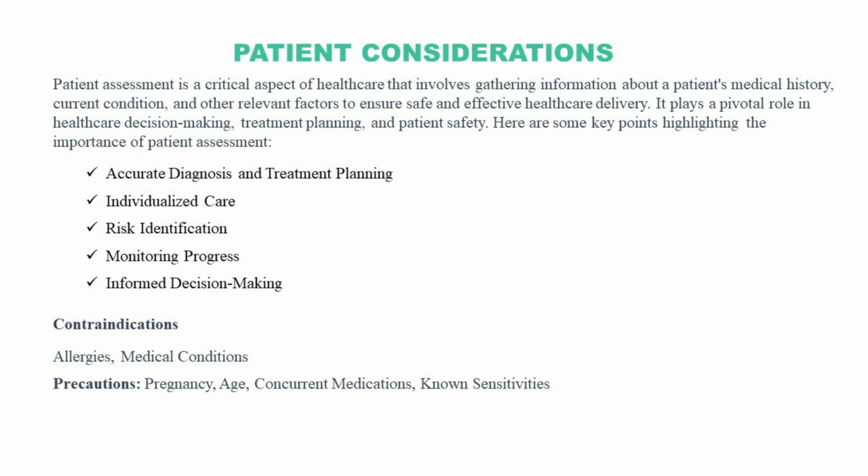Contraindications refer to specific situations or conditions in which a particular treatment, procedure, or medication should not be used due to the potential for harm. Contraindications are based on medical evidence and safety considerations. Examples of contraindications include allergies. If a patient is known to have a severe allergy to a specific medication or substance, it is contraindicated to use that substance in their treatment.